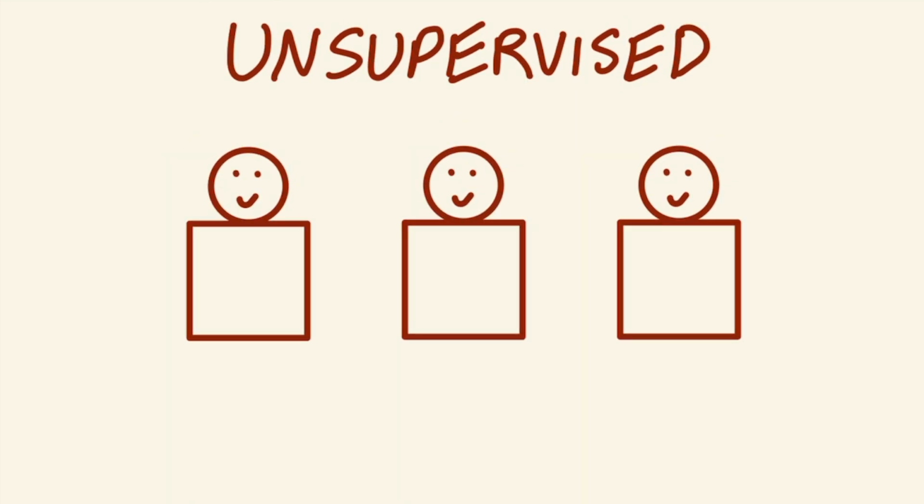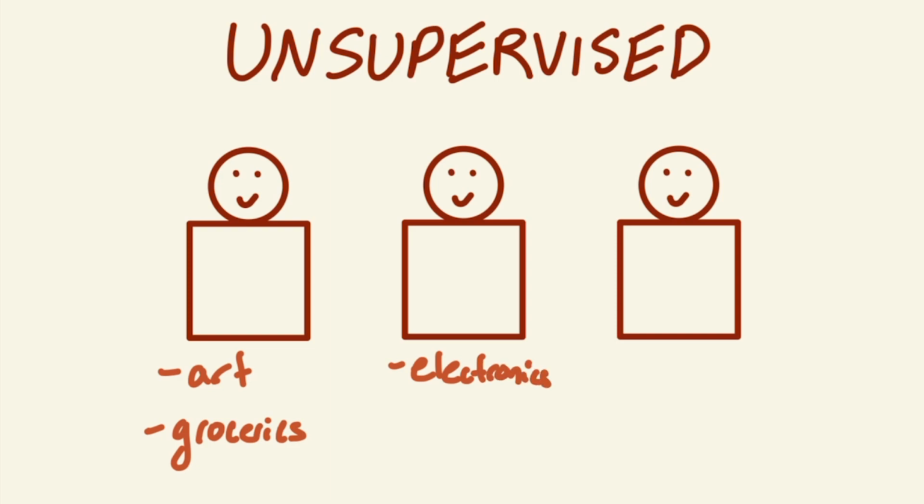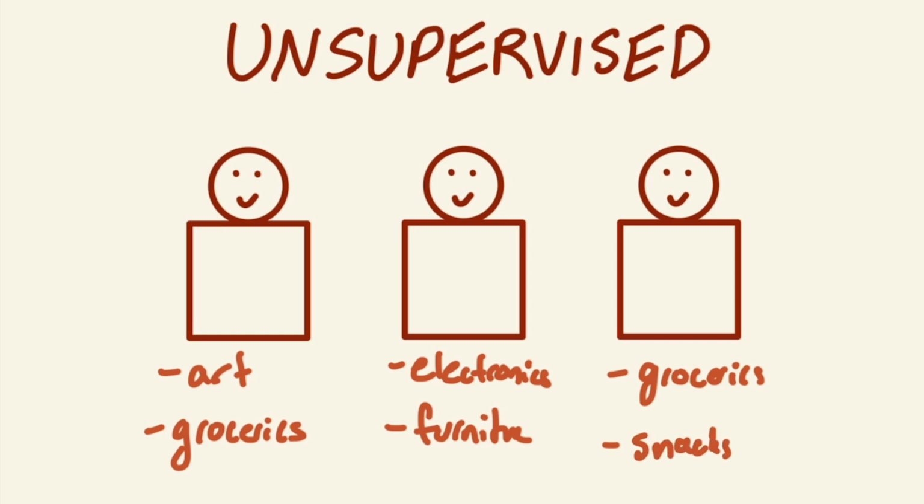So now we can take a look at an unsupervised learning example. Let's say we have customer data. Within this data, we have the shopping habits of the customers. Let's say this shopper purchases art and groceries. This customer purchased electronics and furniture. And this customer purchases groceries and snacks.